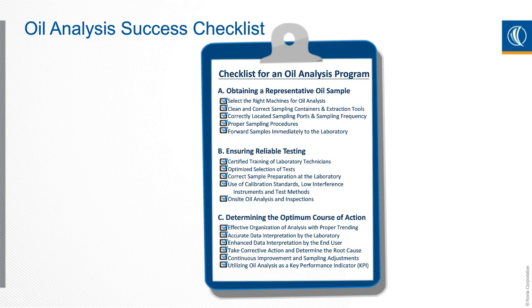The first group here is obtaining a representative oil sample. Everything you can do to make sure the oil you put into that bottle and send to the laboratory is representing what's happening inside your machine. You don't want to introduce false positives or false negatives. So you want to select the right machines. You don't want to do every machine. You don't want to do only one machine. You want to make sure you're selecting the right machine.